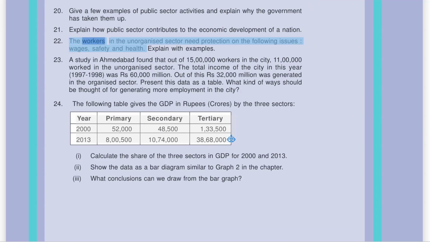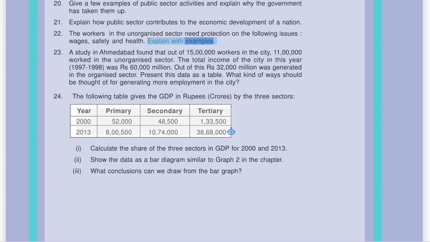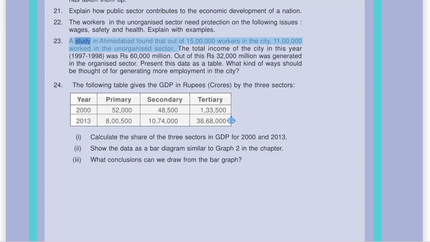22. The workers in the unorganized sector need protection on the following issues: wages, safety, and health. Explain with examples. 23. A study in Ahmedabad found that out of 15,000,000 workers in the city, 11,000,000 worked in the unorganized sector.